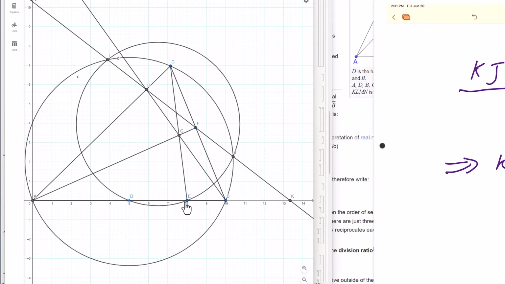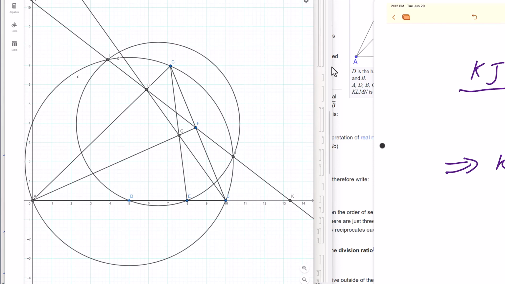So KD times KE equal to KI times KJ. In this case, triangle KJE and triangle KDI are antiparallel. So in this case, I, J, E, D are concyclic. And that's the end result of the proof.